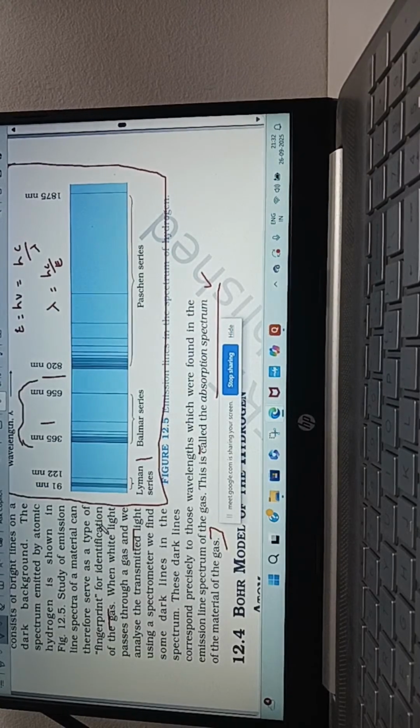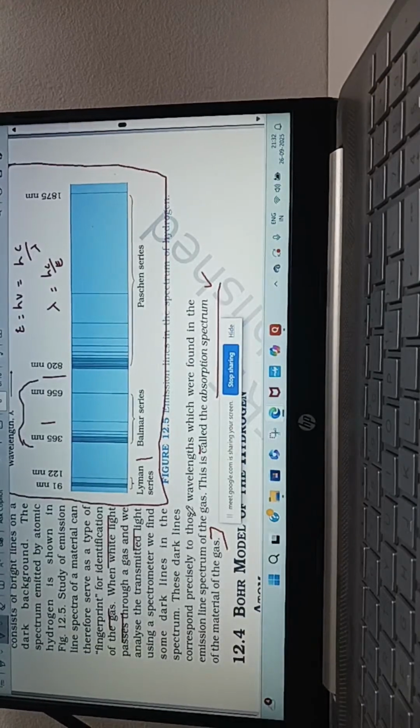Atomic spectra will help you to find gases. One is to identify the gases. Here it is given as a type of fingerprint for identification of gas. If you send the light through a certain gas, what will happen? You can see dark lines. These dark lines help us to find the gas through which the light is going, in a spectrum of white light. That is one use.